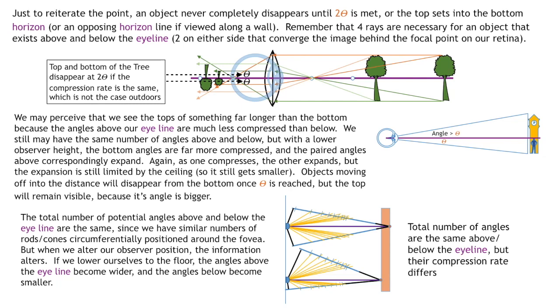If we lower ourselves to the floor, the angles above the eye line become wider and the angles below become smaller, as you can see when you fix some points along some lines and move a central fixed point along those two. You'll notice that the angles change size as you move the eye vertically. The angles above get wider and the angles below get smaller. Again, the total number of angles are the same above and below the eye line. We only have so many rods and cones, but their compression rate, as we get higher or lower against a tangible object, starts to differ.